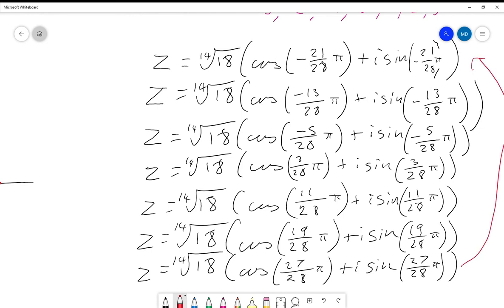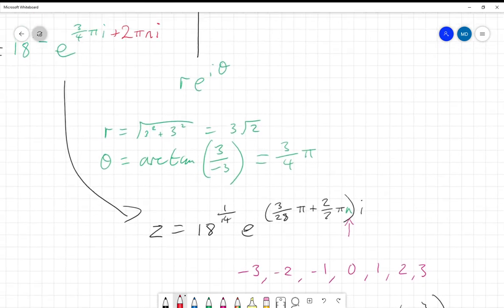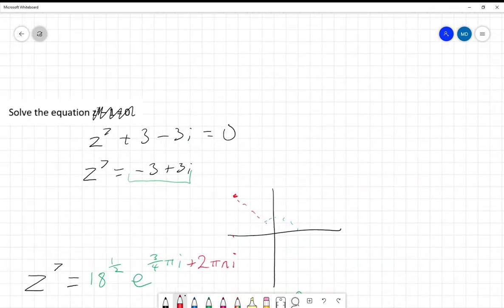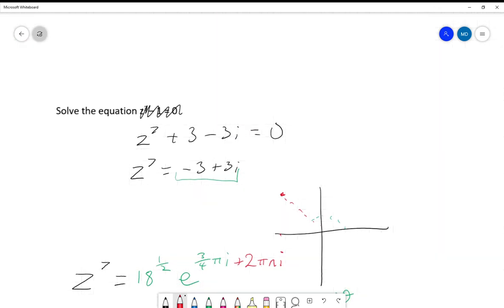Okay, and there you go. There are the 7 different solutions, and you could work these out as a decimal by putting it in your calculator. But we get the 7 different solutions to our equation up here, which was z to the 7 plus 3 minus 3i equal to 0.